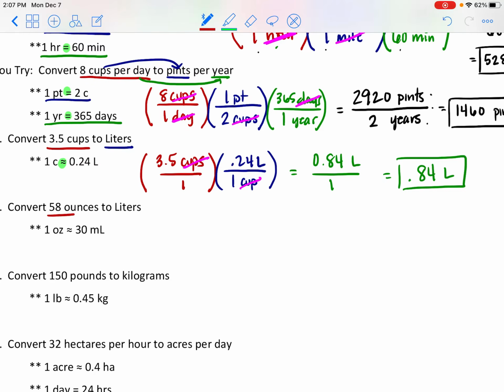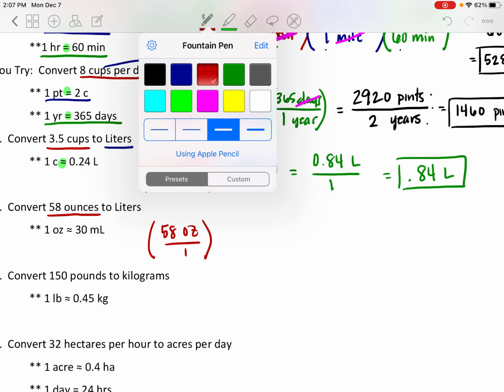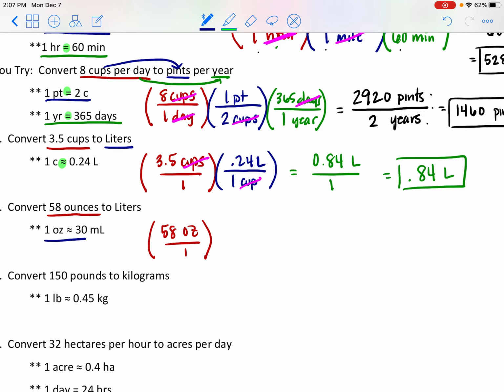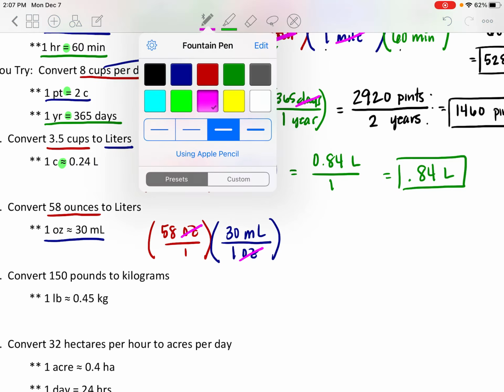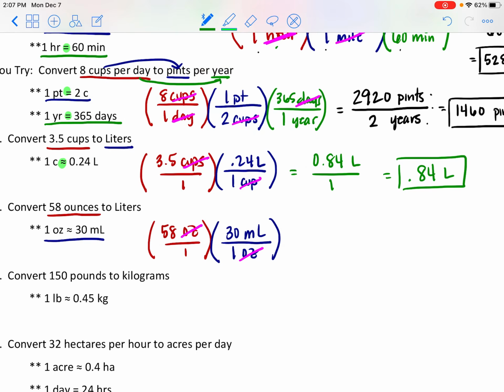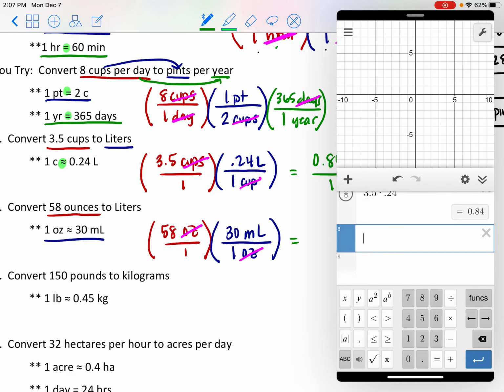Now, on the next one, it says that we want to convert 58 ounces to liters. So 58 ounces is our start. 58 ounces. I'm going to put it over 1 to make it a fraction. And we were trying to go to liters, but I didn't get a unit fraction for liters. That's okay. Let's go ahead and use what we're given here. Let's go ounces to milliliters. If I multiply by 30 milliliters in 1 ounce, I can still get rid of my ounces. So ounces will cancel. Now what I'm going to have left is 58 times 30.